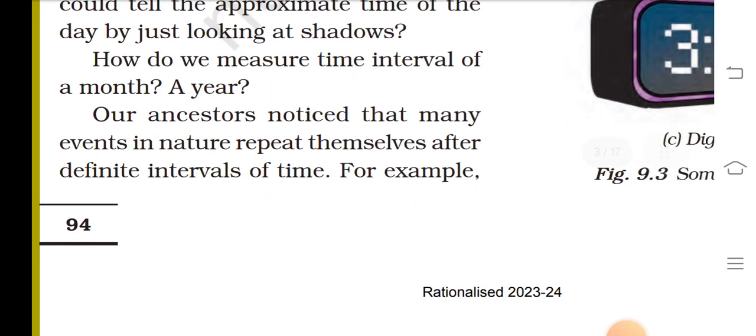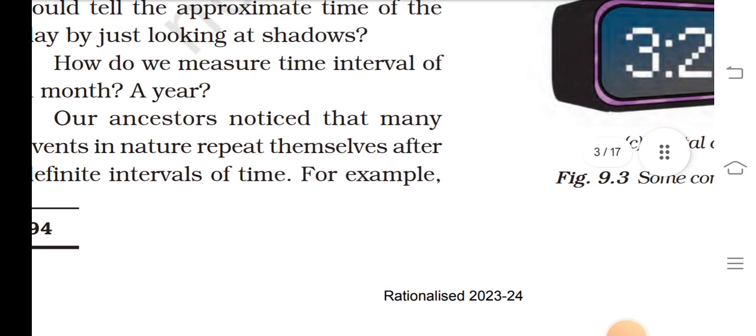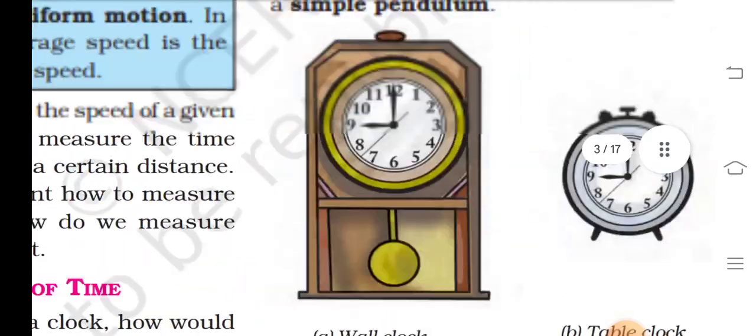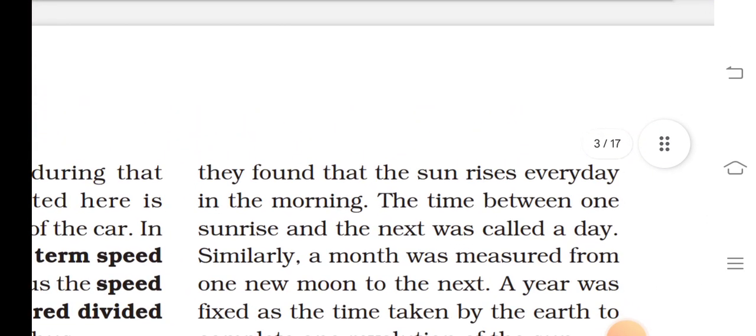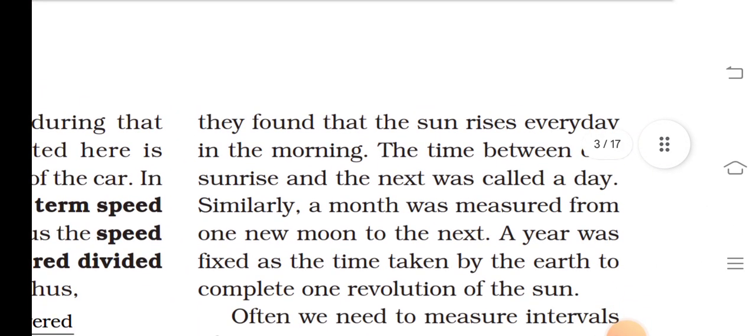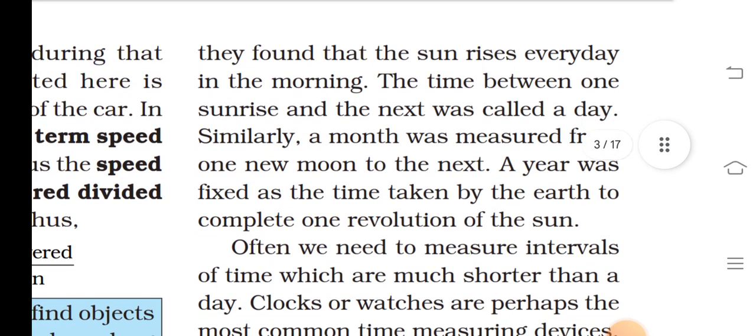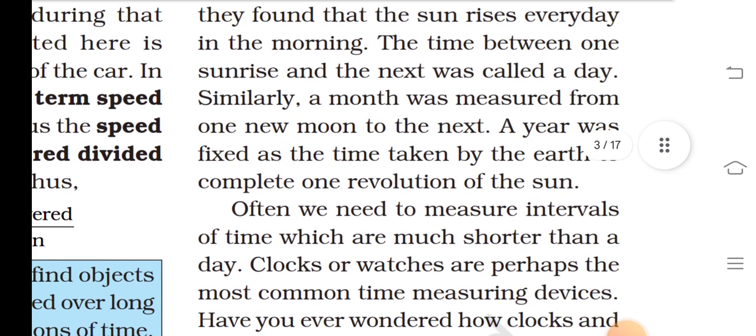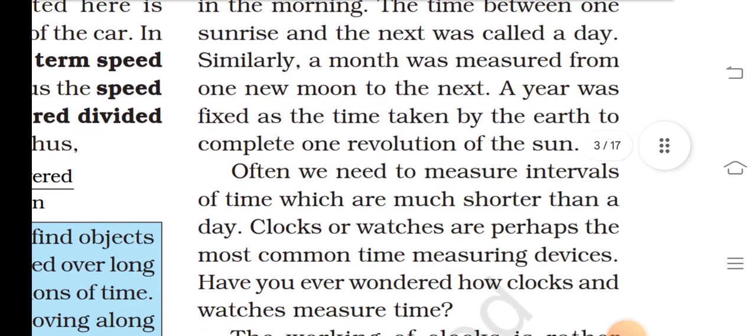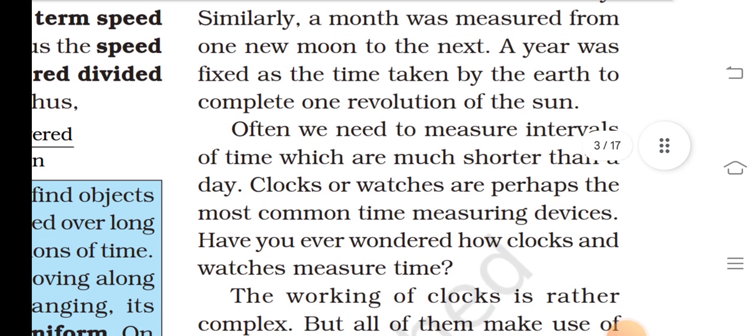Our ancestors noticed that many events in nature repeat themselves after definite intervals of time. For example, they found that the sun rises every day in the morning. The time between one sunrise and the next was called a day. Similarly, a month was measured from one new moon to the next. A year was fixed as the time taken by the earth to complete one revolution of the sun.